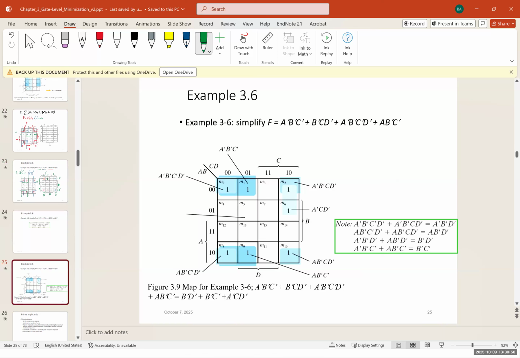Now let's check the answer. Yeah, did we have A prime, C, D prime?